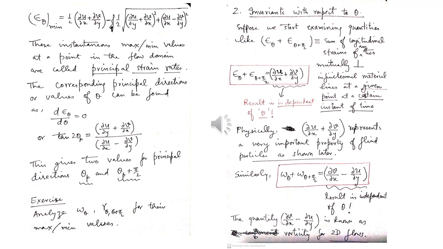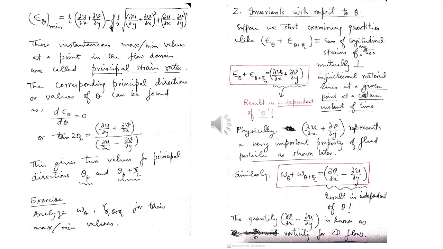Because I am taking one infinitesimal material line at theta, and the other at theta plus pi by 2, it means that epsilon theta plus pi by 2 is exactly the sum of longitudinal strains of any pair of two mutually perpendicular infinitesimal material lines. So now if you use the expression for epsilon theta and again you add, the sum comes out to be del u del x plus del v del y.